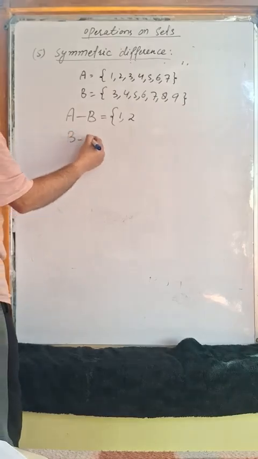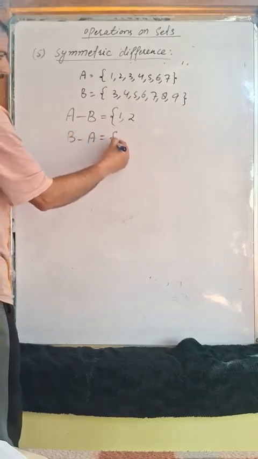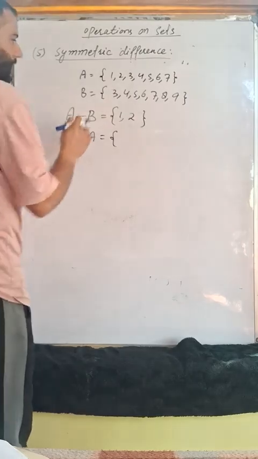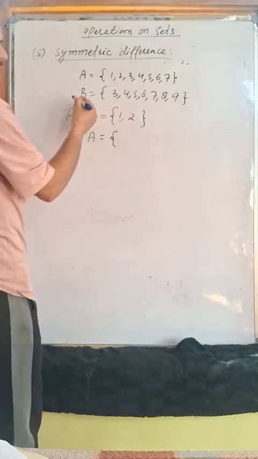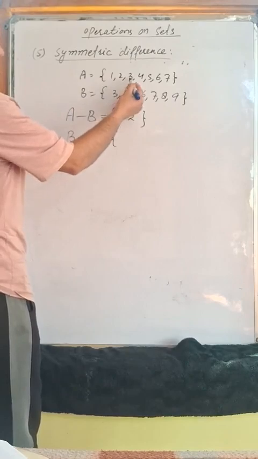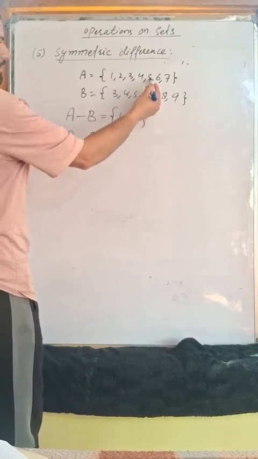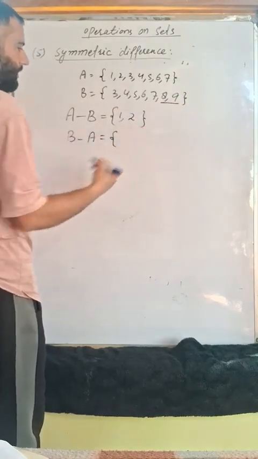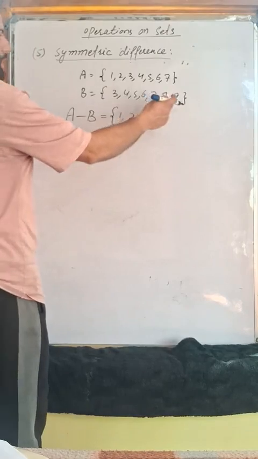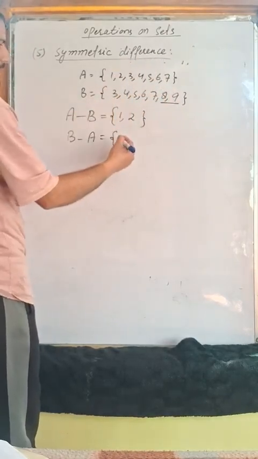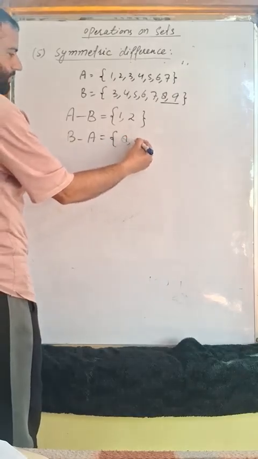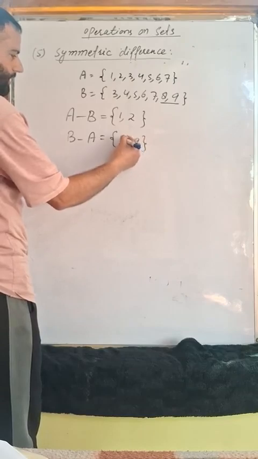Now, what will be B minus A? Collection of those elements of B that do not belong to A. So we have to write the elements of B. We have 3 as common, 4, 5, 6, 7 also common. But we see two elements in set B, that is 8 and 9, that do not belong to set A. So what will be B minus A? It will be 8 and 9.